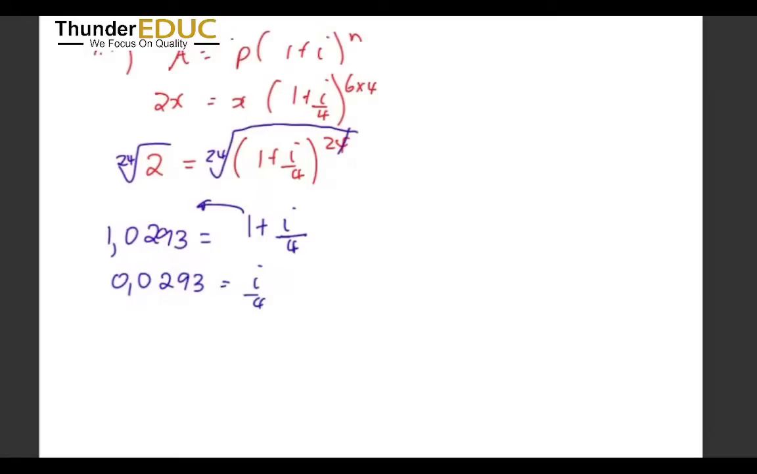Multiply both sides by 4, and then multiply by 100. So which means my I is going to be 11.72%. That's if I continue rounding off to 2 decimals. But if you use the whole value, you might end up with a 7.4 or 7 something.